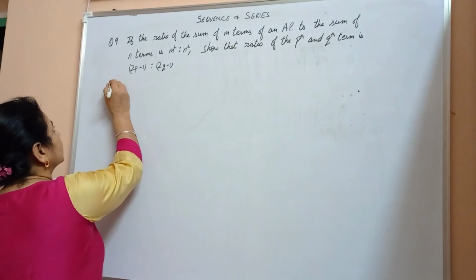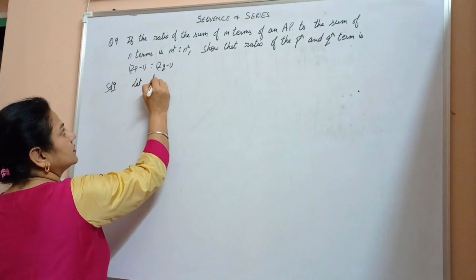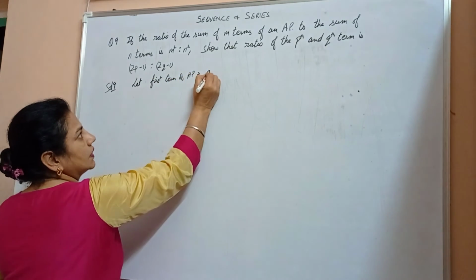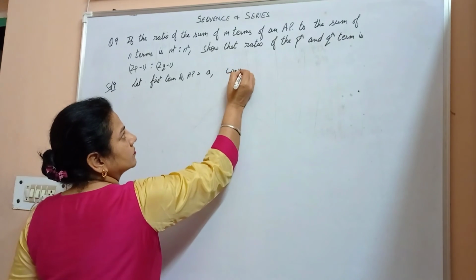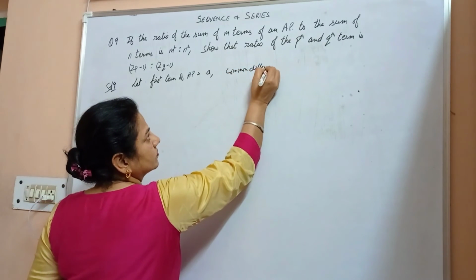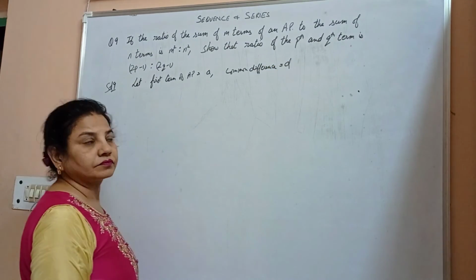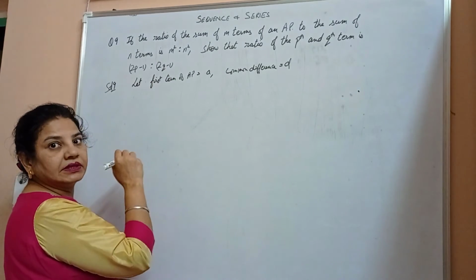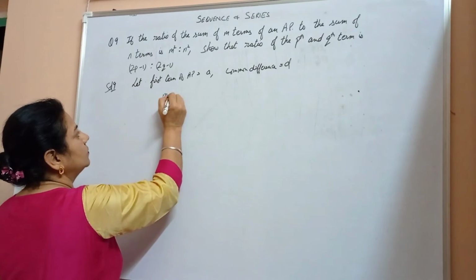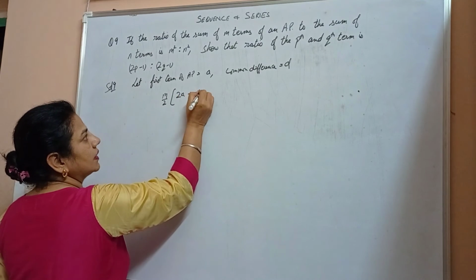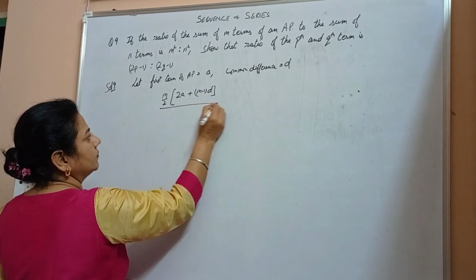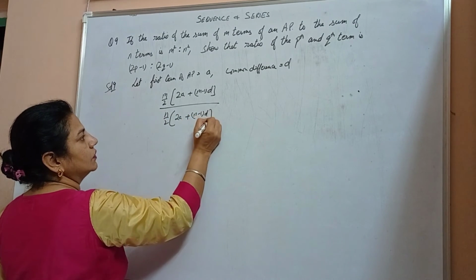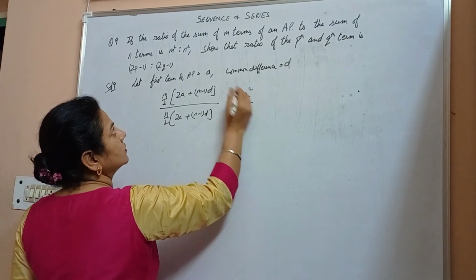Let us say the first term of an AP is A and the common difference is equal to D. Then the ratio of the sum of the mth and nth terms is given as m by 2 times (2a plus (m minus 1)d) divided by n by 2 times (2a plus (n minus 1)d), which is equal to m square upon n square. This is given to us.